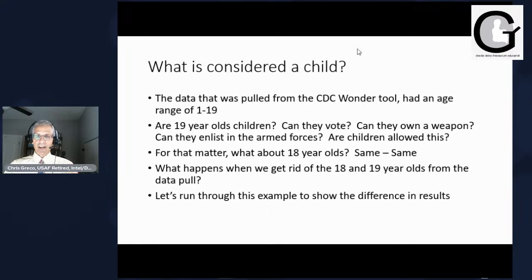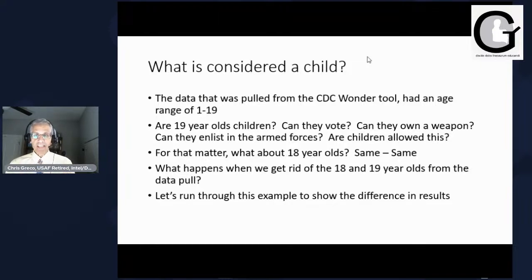What's considered a child? The data that was pulled from the CDC Wonder tool for that quote had an age range of 1 to 19. Now, are 19-year-olds children? Can they vote? Can they own a weapon? Can they enlist in the armed forces? Are children allowed this? So I think we have to sit back and say, what is a child?